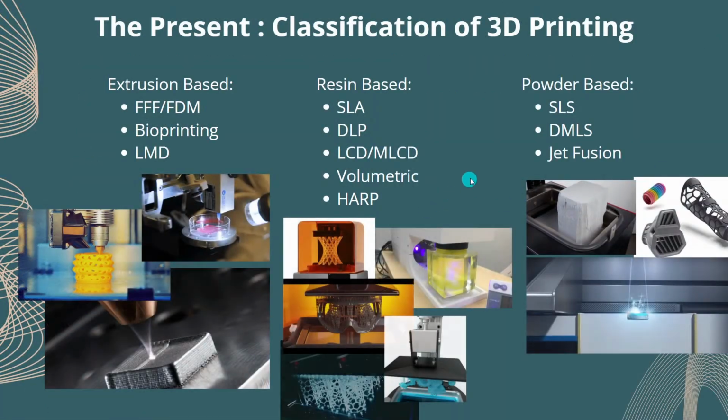Next, the present. We have many forms of 3D printing, and they are mainly classified into extrusion based, resin based, and powder based. The extrusion based forms are FFF, fused filament fabrication, FDM, fused deposition modeling, bioprinting, and LMD, which is laser metal deposition. SLA is stereolithography. SLS is selective laser sintering. We'll just look into a few of these. I hope it's informative for you to learn about 3D printing, as it's a happening technology and might have very serious applications in the future.